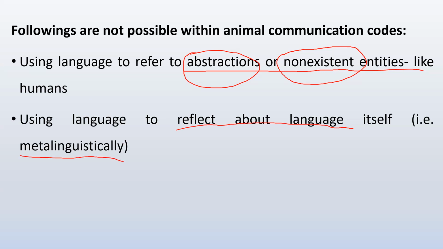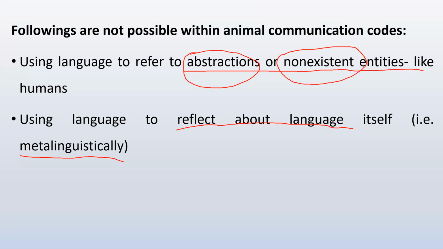Metalinguistically means using language to talk about language. Now, what am I doing now? I am using language metalinguistically. That means at the moment, I am using the English language to talk about language, to talk about the nature of language. So that can be done by human beings, but not by animals.